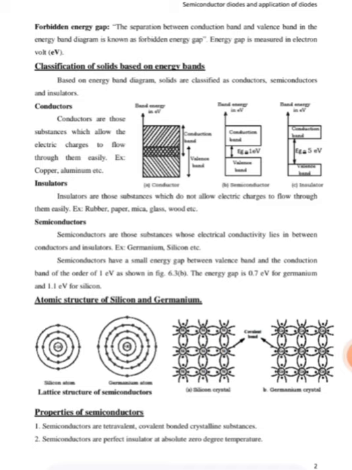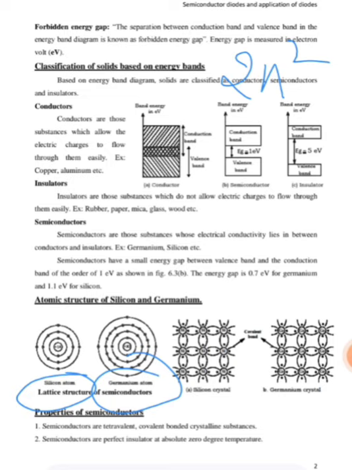If I am going to talk about the silicon atom, in silicon we will have 14 electrons, and in germanium we will have 32 electrons. I already discussed the formula 2n², where n is the orbit number. Using this formula we can easily draw the atomic structure of silicon as well as germanium.